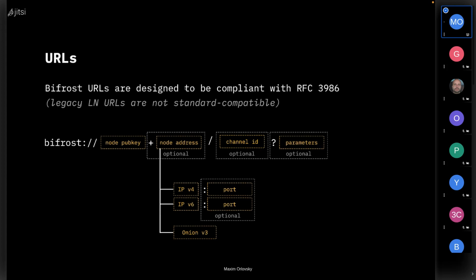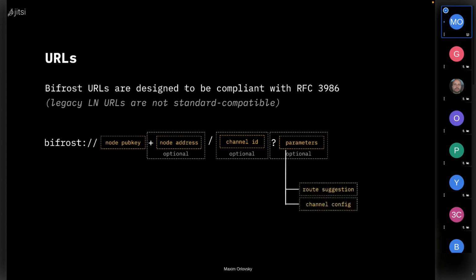And the parameters may be parameters that specify a route suggestion if the node address is not used, which will allow a node to connect to a remote node using only the pub key without the need to download the whole network topology, or some specific channel configuration options which can be specific to a particular channel type.